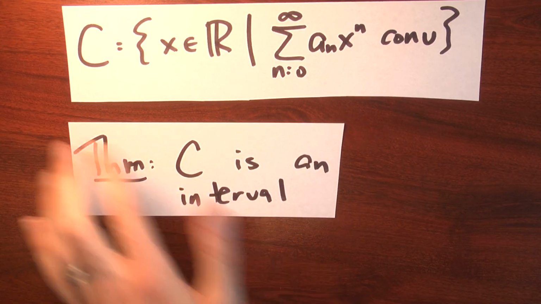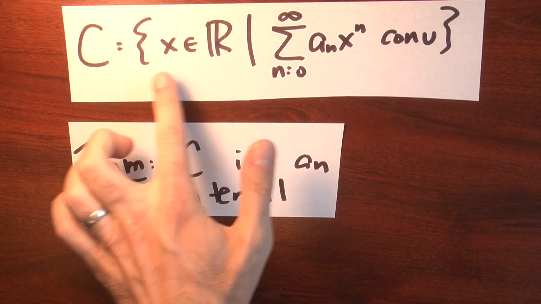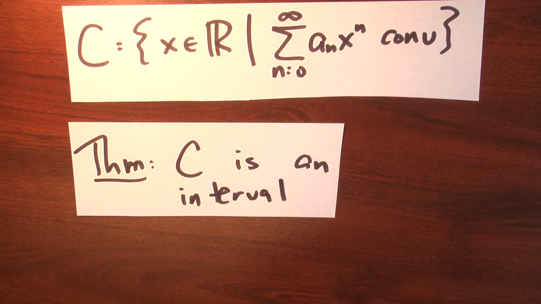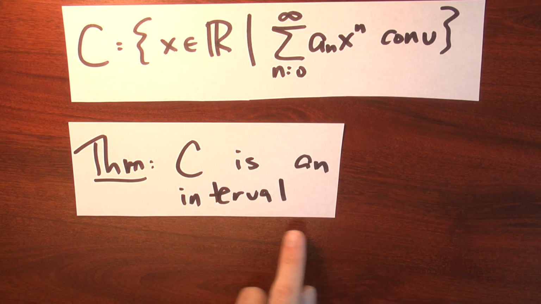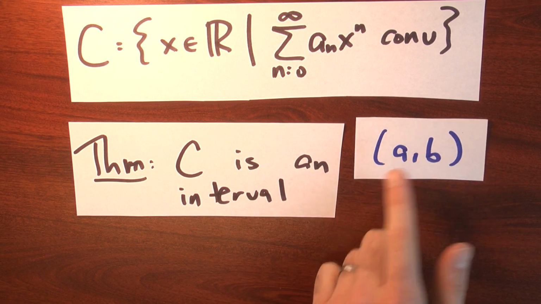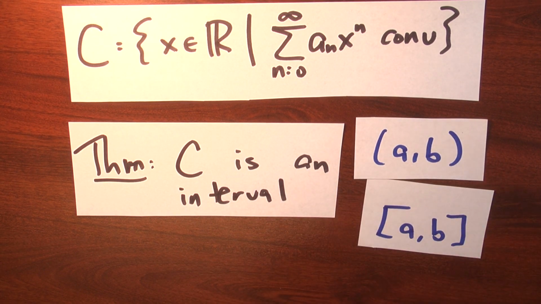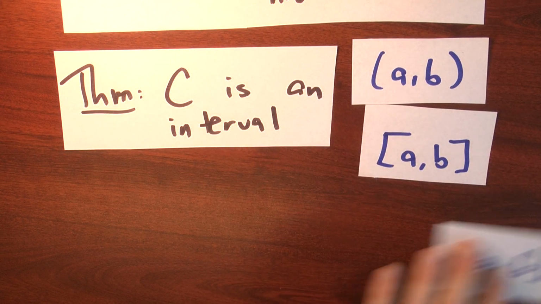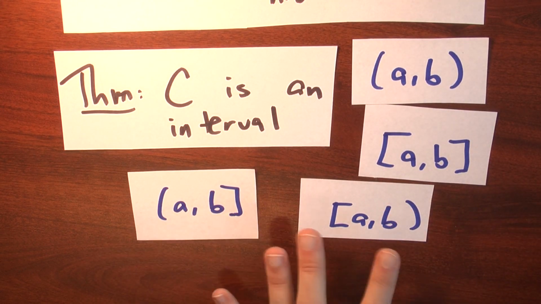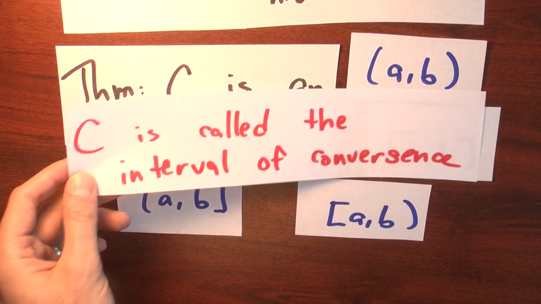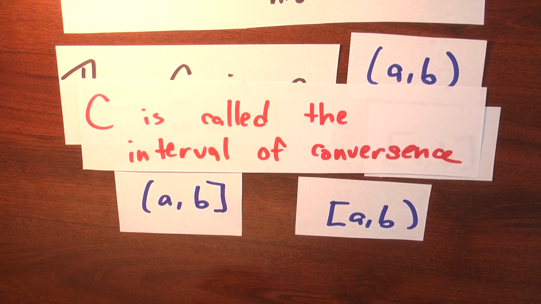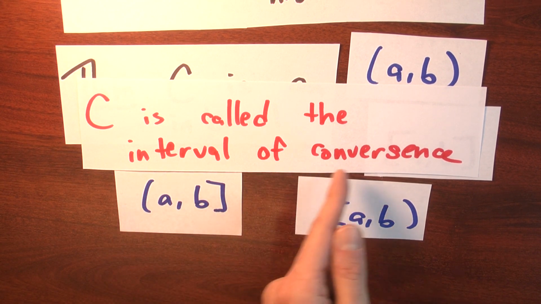Here's the theorem. This collection of values of x where the power series converges, it turns out that collection of points is an interval, by which I mean maybe it's an open interval, maybe it's a closed interval, or maybe it's something more complicated, like some half-open interval. We'll see a proof of that soon. And since it's an interval, this collection of points where the power series converges is called the interval of convergence.